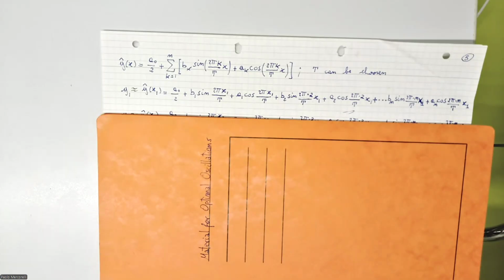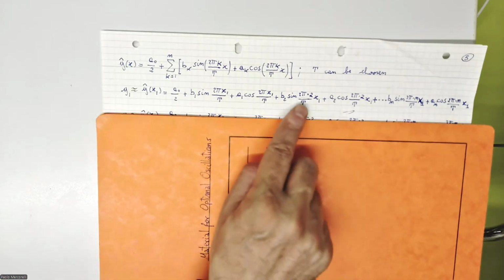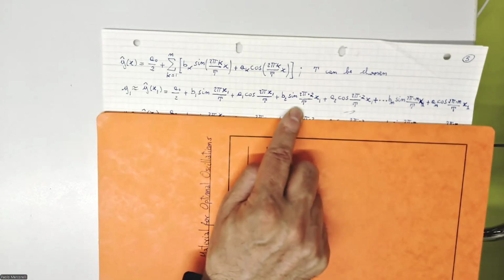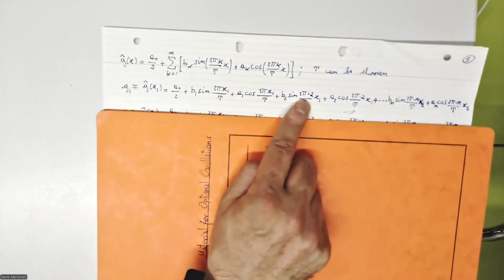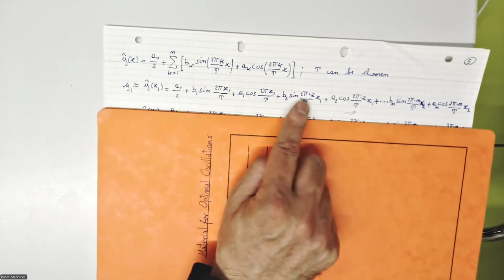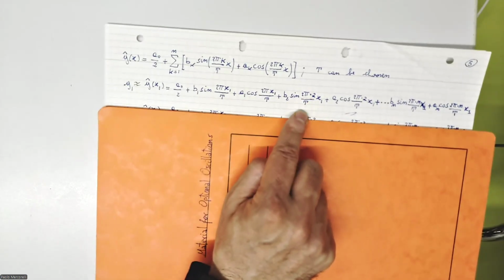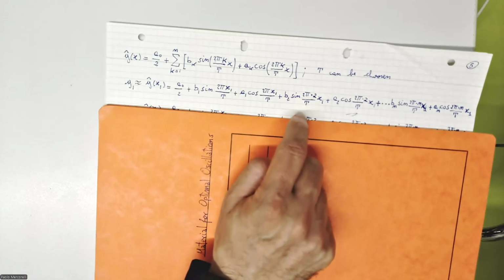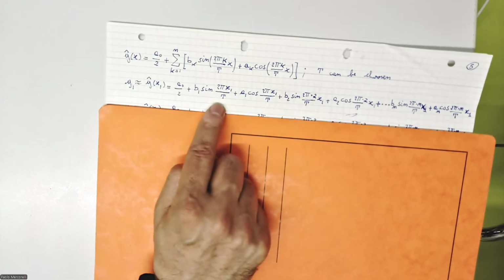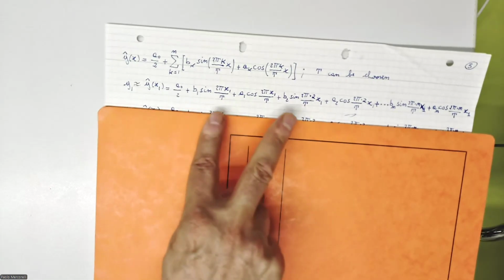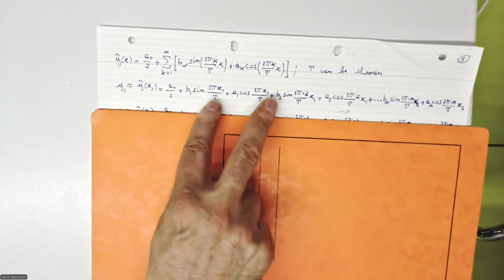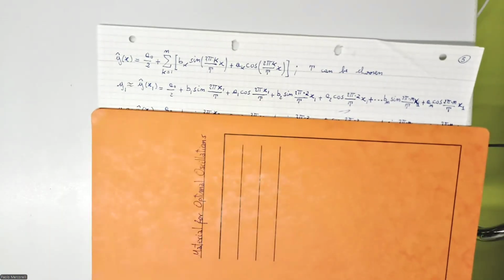I don't know if this is clear. Look at this, for instance. This sine of 2 pi, if you write this sine of 2 pi multiplied x1 divided by t divided by 2, we can see in a picture that we have a different period.